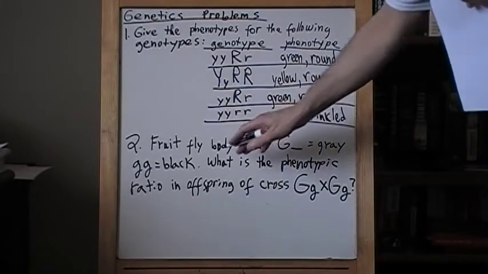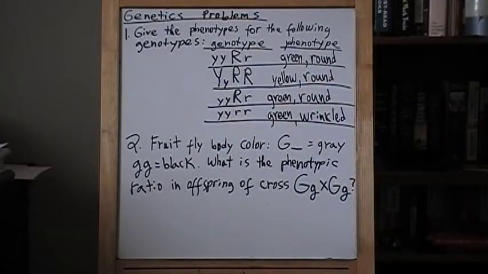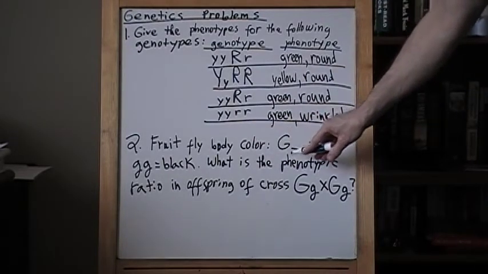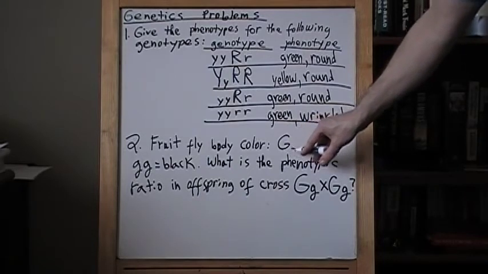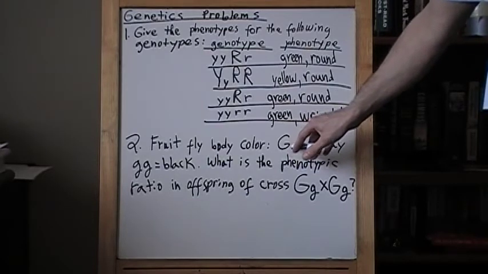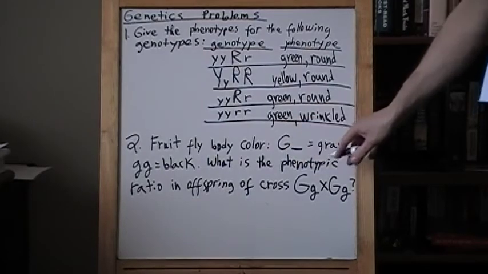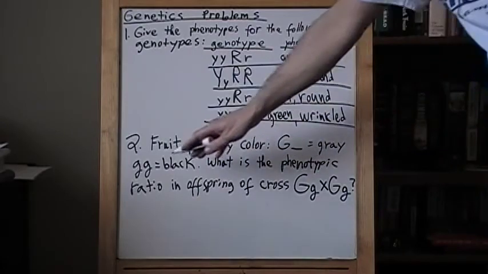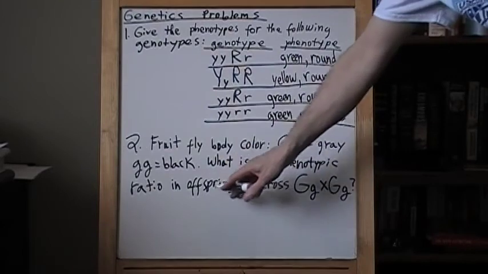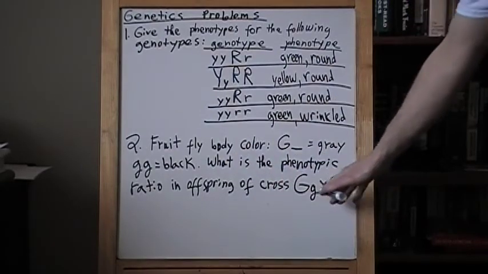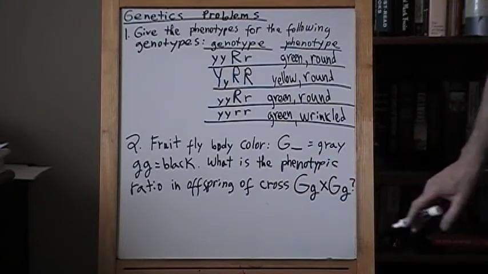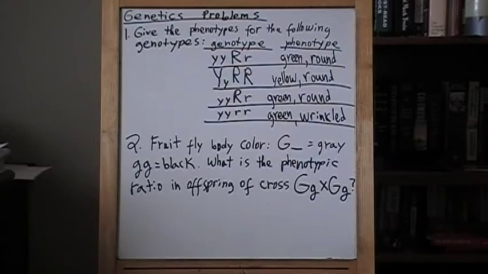And the next question is about the fruit fly body color. We have big G being the gray or dominant allele. So if we have at least one large G, capital G, that's gray body, 2 small g's, black body. The question is, what is the phenotypic ratio in offspring for the monohybrid cross? So we've got two heterozygous parents. What's going to be the ratio in the offspring from that?